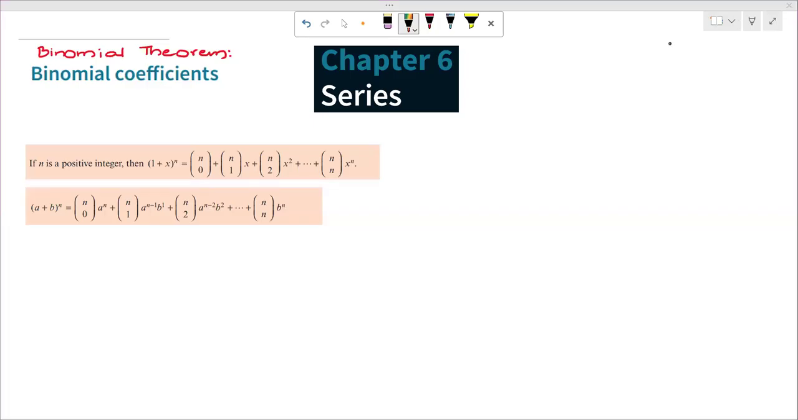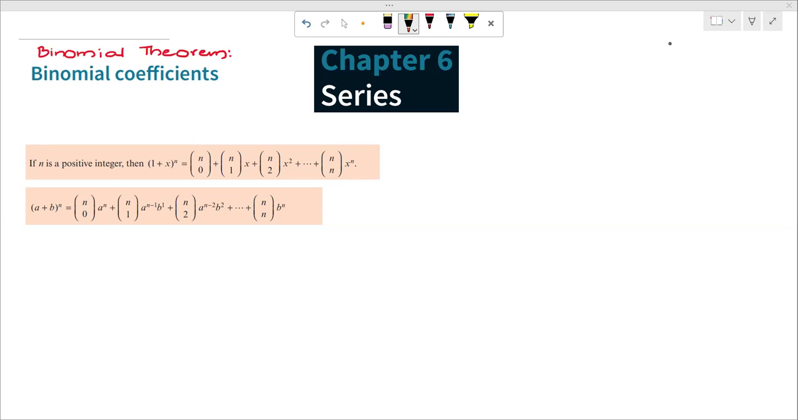Hello everyone. Today I am going to teach the topic series. In this, first I would like to explain the binomial theorem. What is binomial and why are we using this formula?